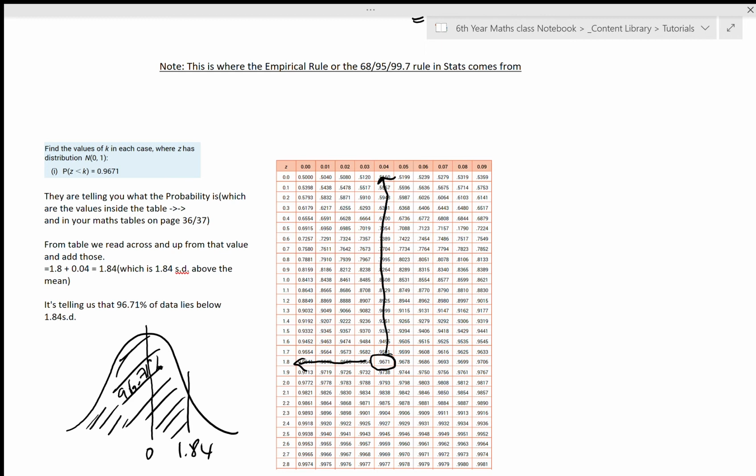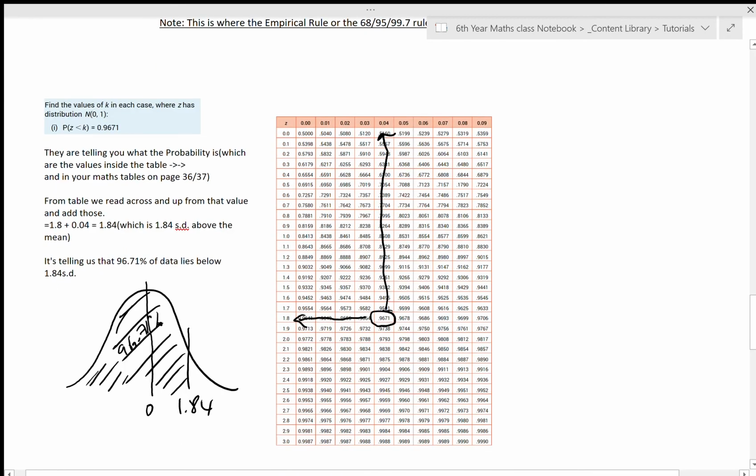And when you look at a normal distribution table, all the data in the middle, the main data, that is the probability. The data on the outside are the z-scores. Okay, and you combine those together. So we're looking for 0.9671. Basically you go into the middle of the table and you look for 0.9671.